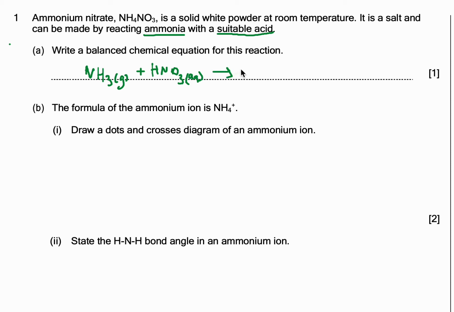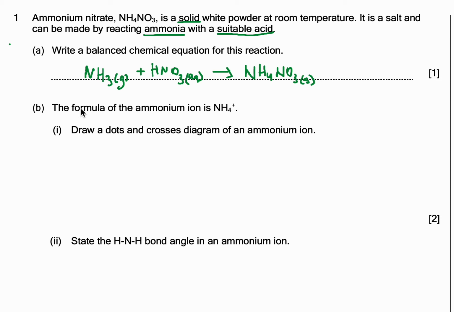At the end, on the product side, we will form our ammonium nitrate, NH4NO3 salt. Please don't forget about the physical states. Ammonia is a gas at room temperature. Nitric acid is an aqueous solution. And as the question says a solid white powder is formed at room temperature, so we write (s).